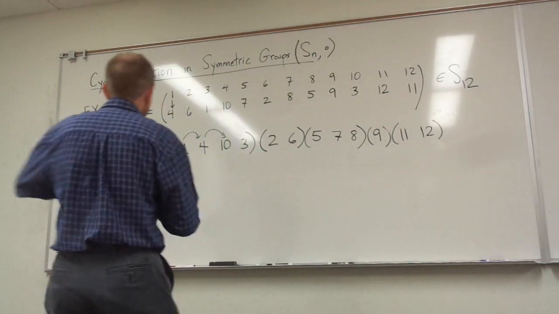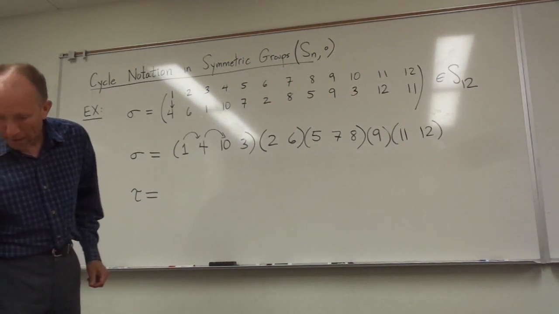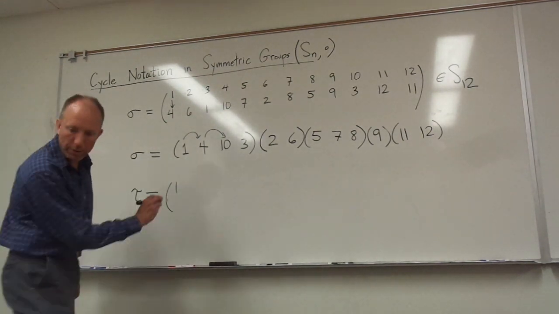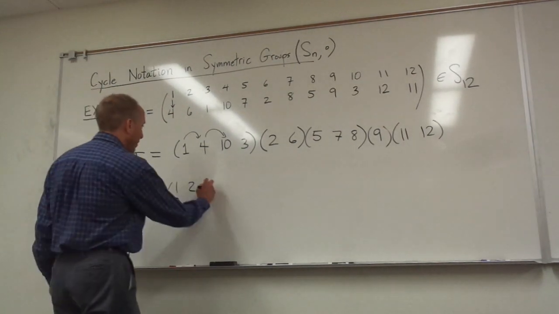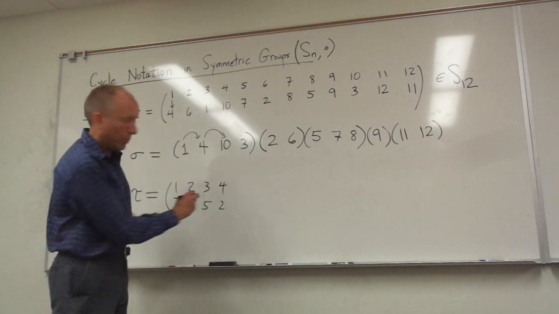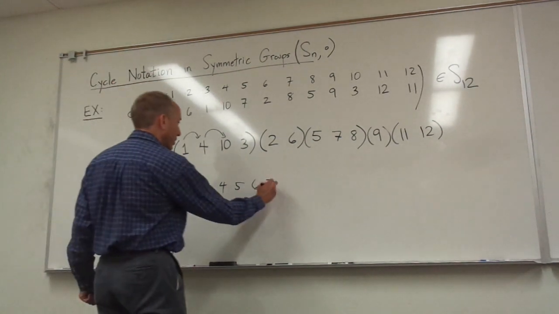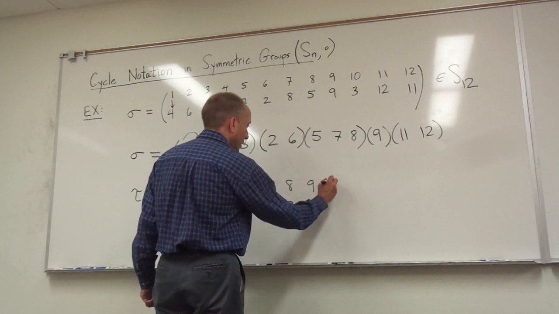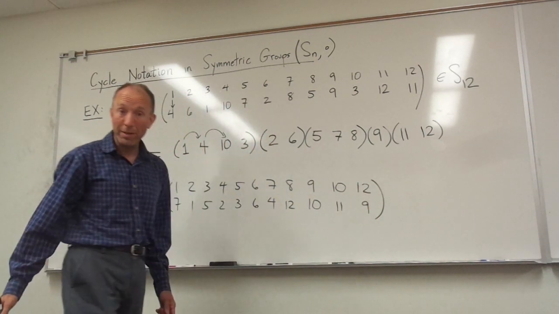Let me give you another one. Suppose that I came along with another element. I'm going to call this one tau. And suppose that I have an element that sends 1 to, let me just get this, 1 goes to 7, 2 goes to 1, 3 goes to 5, 4 goes to 2, 5 goes back to 3, 6 gets fixed, 7 goes to 4, 8 goes to 12, 9 goes to 10, 10 goes to 11, and 12 goes to 9.